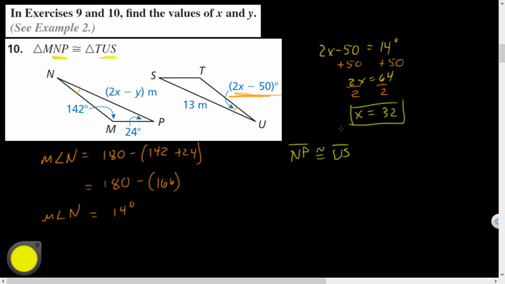U plus me equals US. And if those are congruent, then their measures are equal. So I'm going to suggest that 2x minus y is equal to 13. And let's do some substituting.